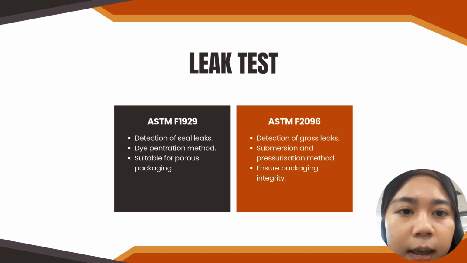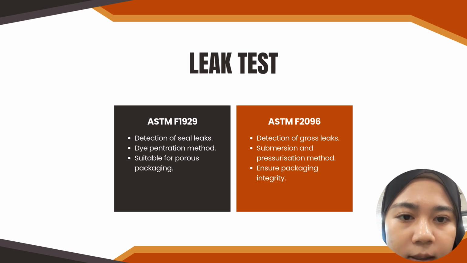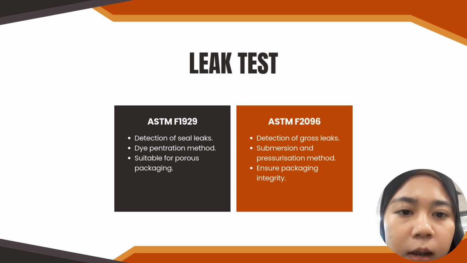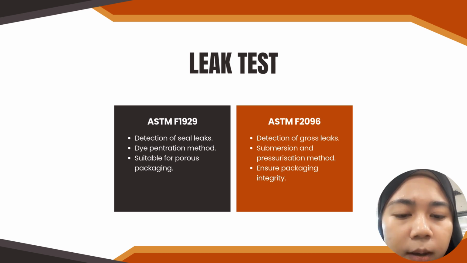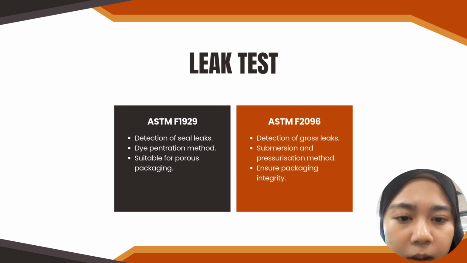So next is ASTM F1929, which is for the dye leak test. ASTM F1929 is the dye leak test method used to detect seal leaks in porous medical packaging. A colored dye solution is applied to the packaging, and if a leak is present, the dye penetrates the seal and reveals the defect. This test is effective for identifying small leaks that may not be detected by visual inspection alone.